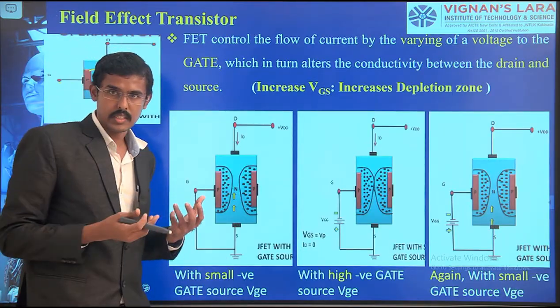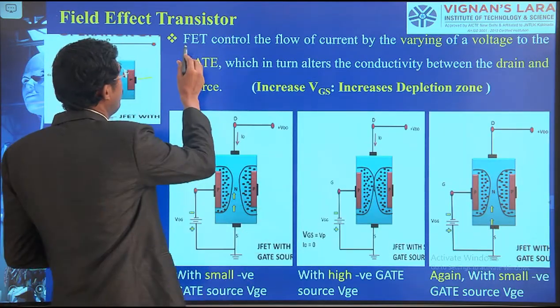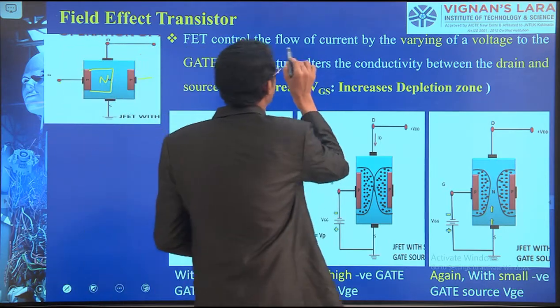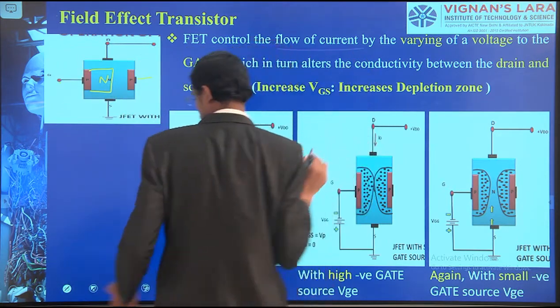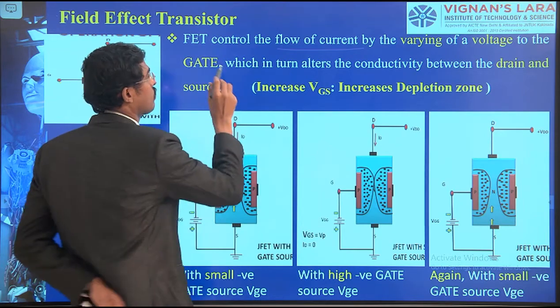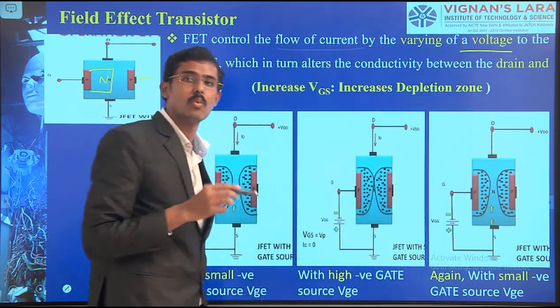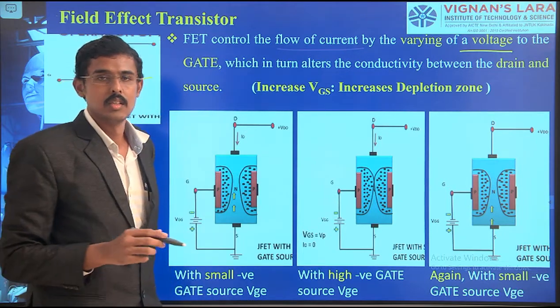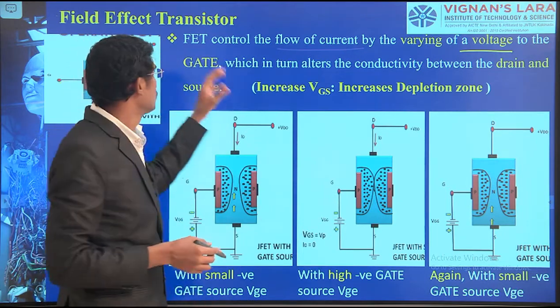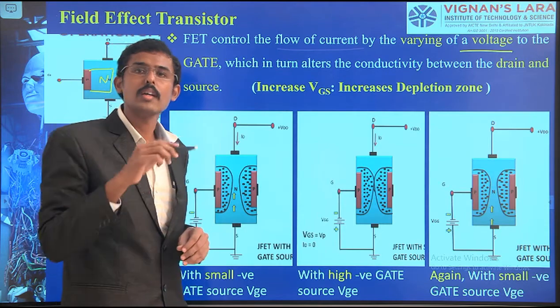Now, listen carefully, now we come to the concept. FET controls the flow of current by varying the voltage. Therefore, it is called a voltage varying device. This FET is also called a voltage varying device.